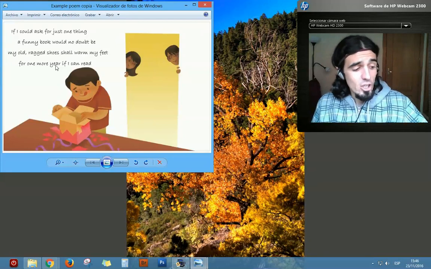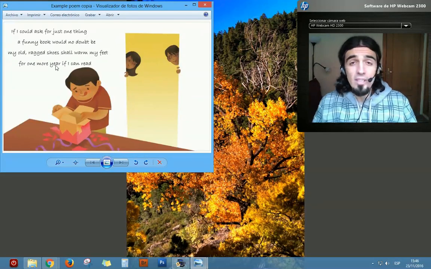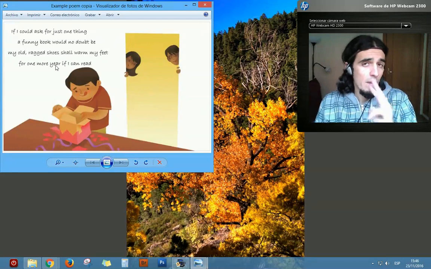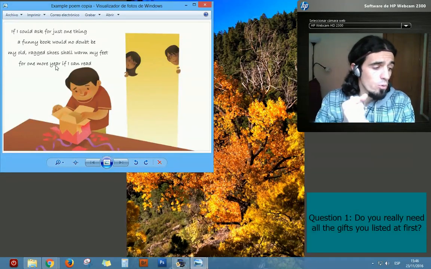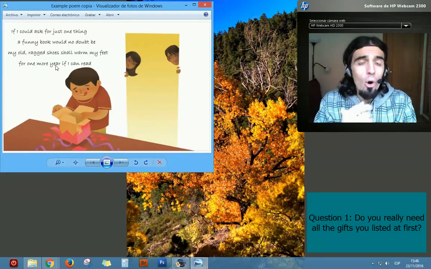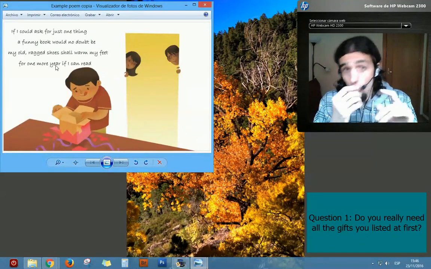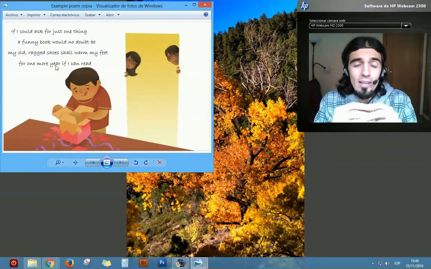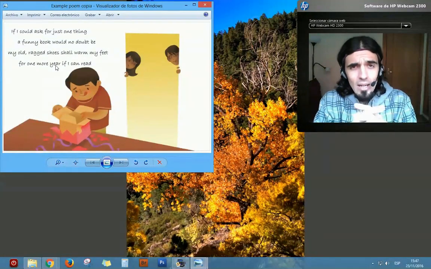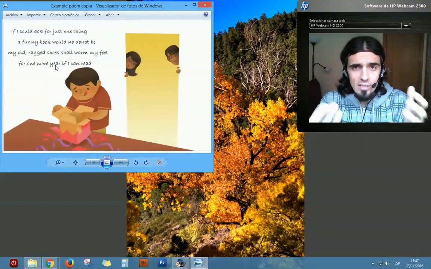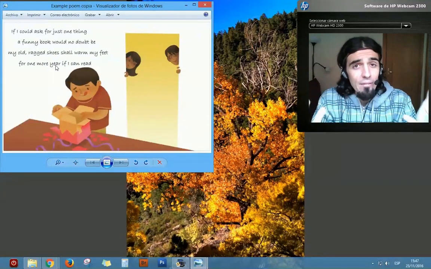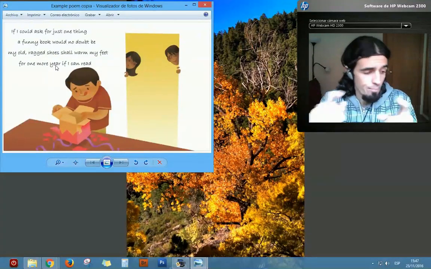Okay? So, from this poem, we would start a debate around 3 main questions. The first question would be, do you really need all the gifts you listed at first? Okay? With this question, I'm trying to get the children thinking about how many things we usually ask for and how many things we have, and if we need all of those things.